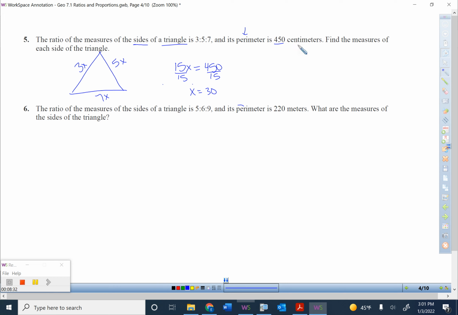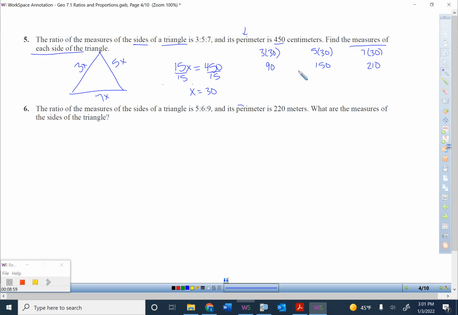Okay, and that 30 is going to be used to find the measures of each side of the triangle. We've just got to plug them in. Okay, so we've got 3 times 30 is 90. We've got 5 times 30, and you're welcome to do this on your triangle itself if you'd like, is 150. And our last one, 7 times 30, is 210.